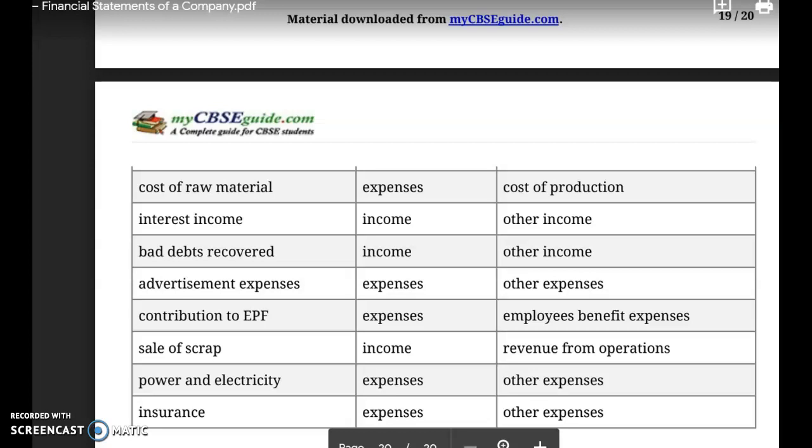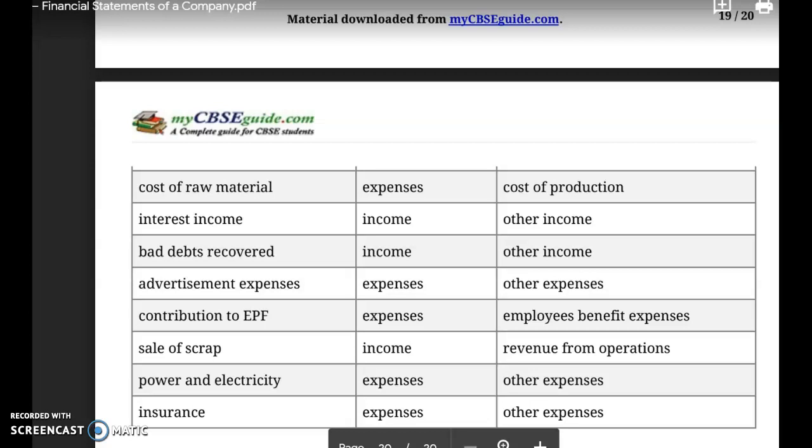Next item is given interest income. Major heading is the income and the subheading will be the other income. Next item is bad debts recovered. Now it is the income, so major heading will be the income and subheading will be the other income. Advertisement expenses, as these are expenses, will be shown under the major heading expenses with subheading as other expenses. Contribution to EPF is also a part of expenses, so major head will be expenses and subheading will be the employees benefit expenses because it is for the benefit of the employees.